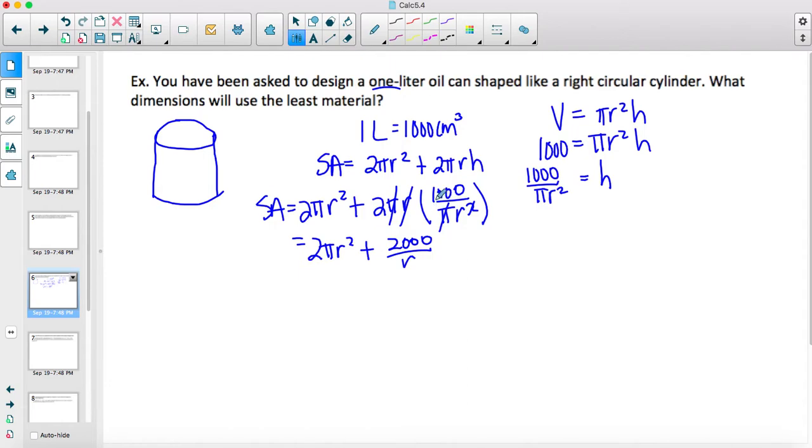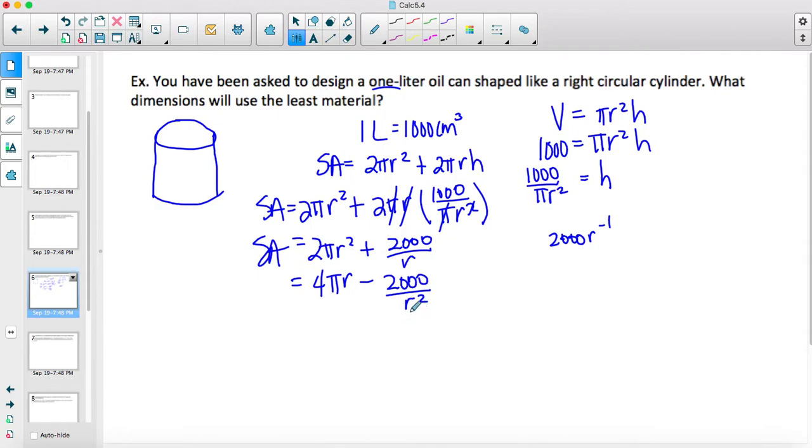Next, what I want to do is find the minimum value of the surface area. We know in calculus we can utilize the derivative to find a maximum or a minimum. So let's take the derivative of this function. That's going to be 4 pi r plus, and remember 2,000 r to the negative 1 would be negative 2,000 over r squared.